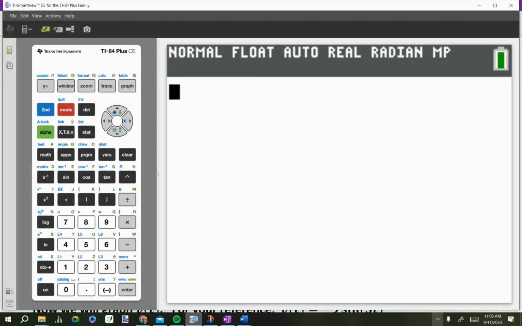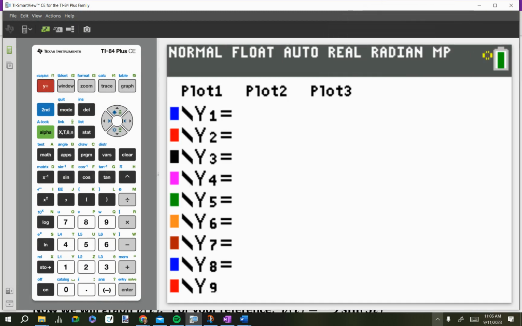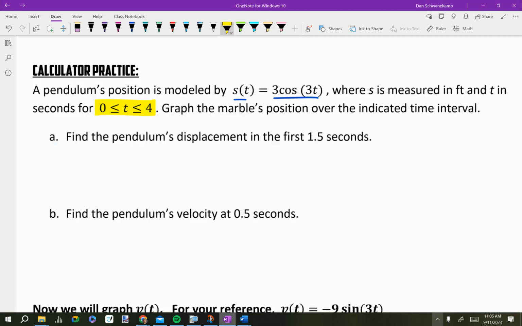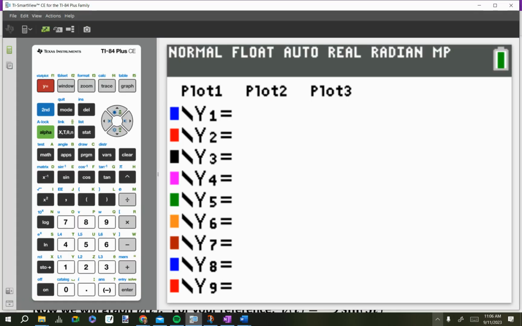I turn on my calculator. Make sure you're in radians. If you're not in radians, if you're in AP Physics, you might have to switch. Okay, I'm going to hit the Y equals button, and I'm going to type in that equation. My equation here is 3 cosine 3t, so I just type it in: 3 cosine 3x, same difference. We typed it in.